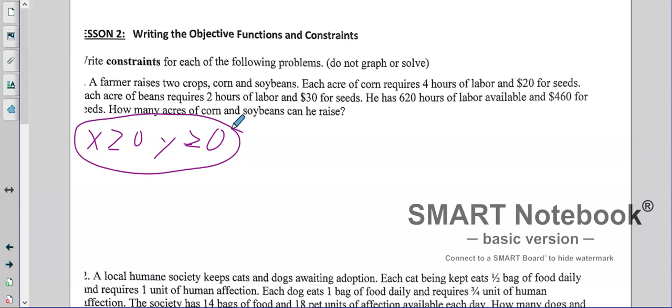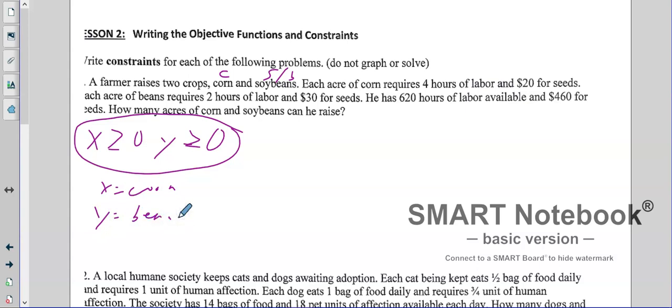It says a farmer raises two crops, corn and soybeans. You can use letters like C or S, or maybe you use B for beans because S's sometimes look like fives, or you could do X and Y. Doesn't matter. I'm just going to say X is corn and Y is soybeans, or just beans, whatever.